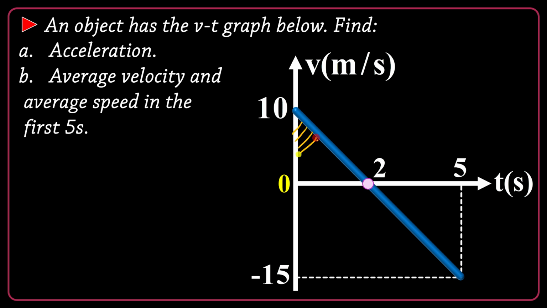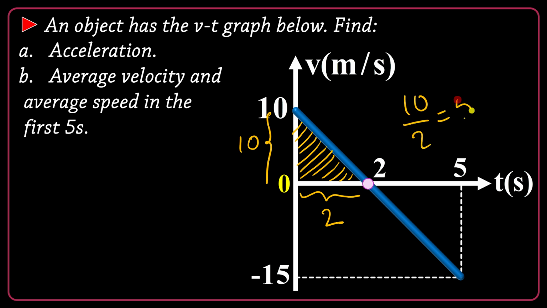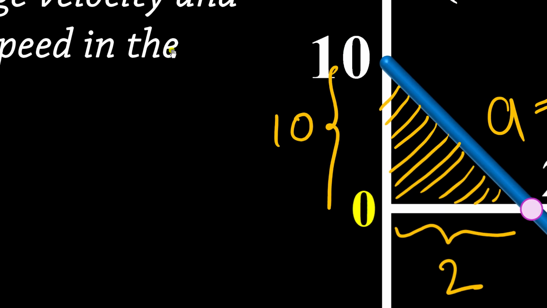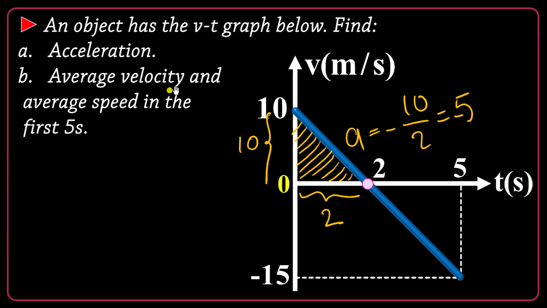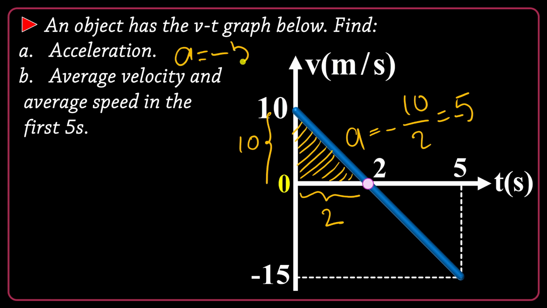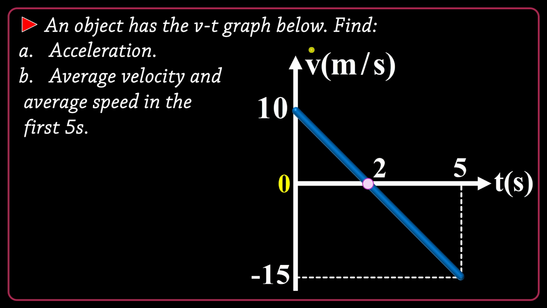Just establish a triangle like this and then rise over run, or height over base. Height is 10 and base is 2. So 10 over 2 is going to be 5. The slope is 5 but negative 5. It's very important because the velocity-time graph is a descending line. So acceleration is negative, let's say acceleration here is negative 5 meters per second squared. Okay, now let's continue. Let me write it again. Acceleration negative 5 meters per second squared.